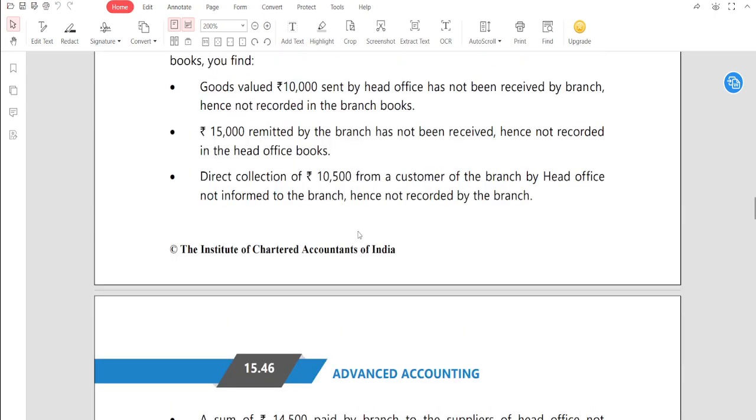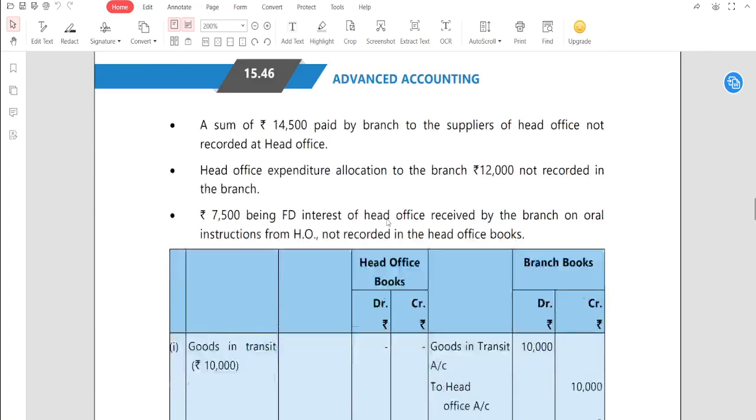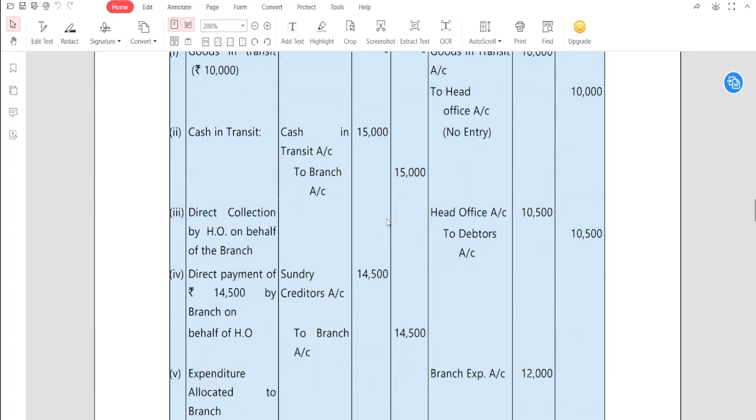Next, sir. Direct collection of 10,500 from a customer of the branch by HO, not informed to the branch, hence not recorded by the branch. So, direct collection of 10,500 from the customer of the branch by the HO, not informed to the branch. We did not inform the branch. So it means the branch is going to incorporate this journal. See, direct collection by the HO on behalf of the branch. It means the branch is yet to be informed. So there will be an entry in the branch books, because HO has already made the entry, but we need to make an entry in the branch books. So what will be the entry?